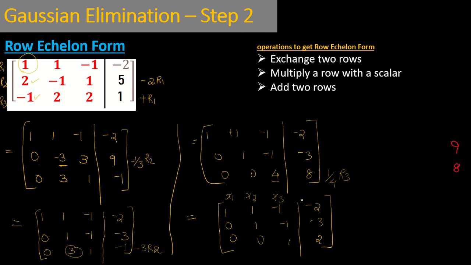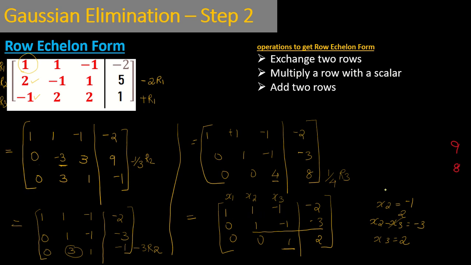So this statement says that x3 is equal to 2. Okay, this column is equivalent to x3. So this says that x3 is equal to 2. And the second row says that we have x2 minus x3 is equal to minus 3. And when we substitute the value of x3 over here, we get x2 equal to minus 1.